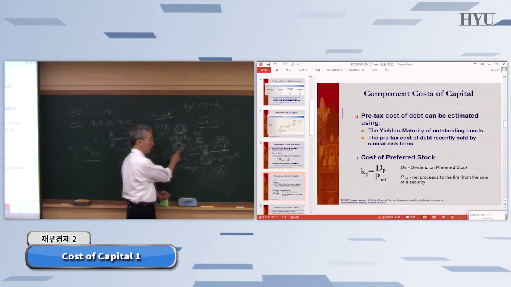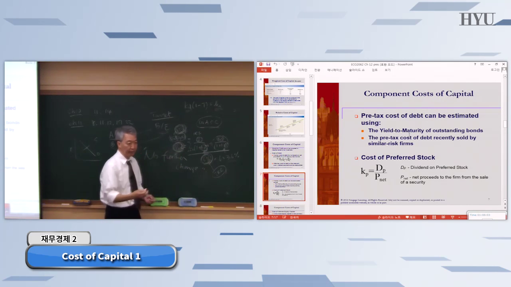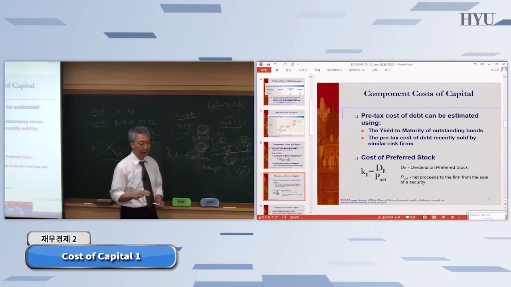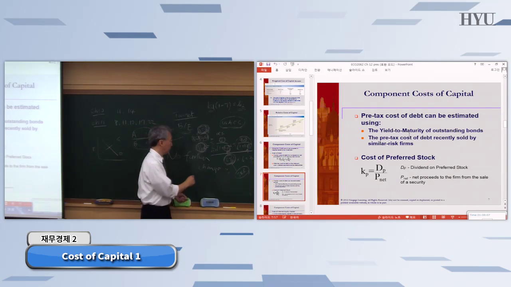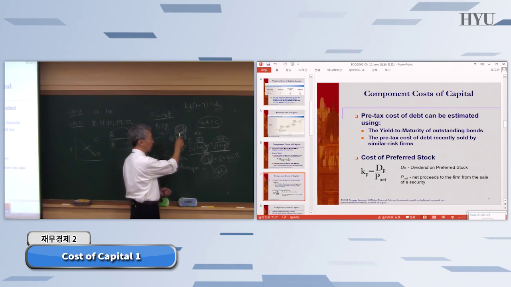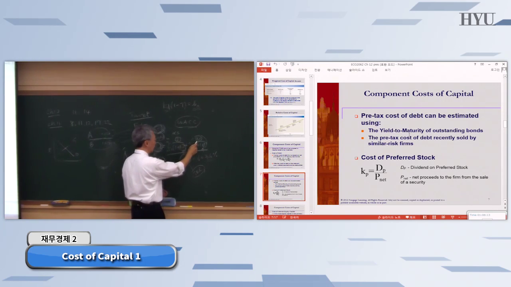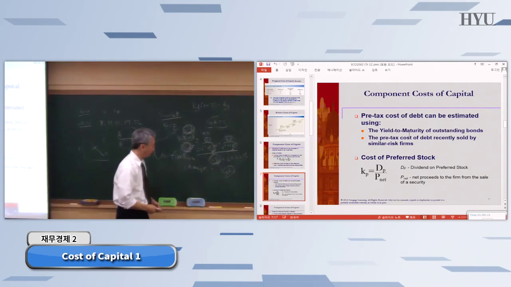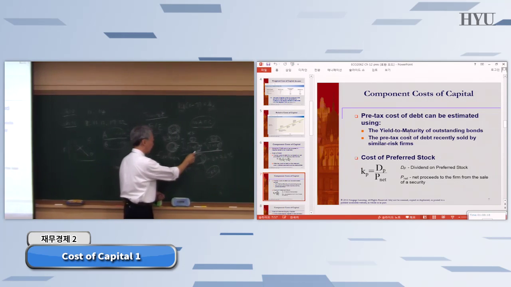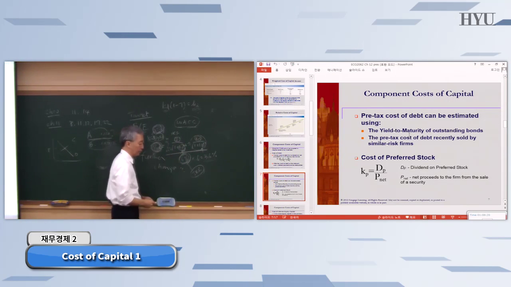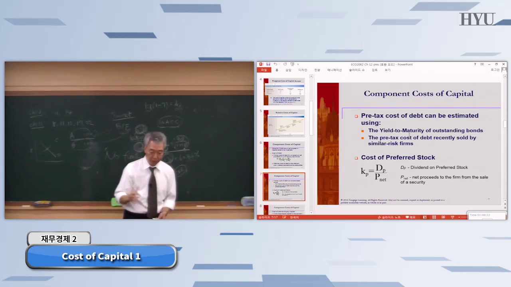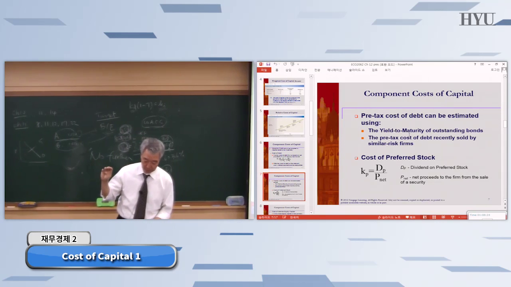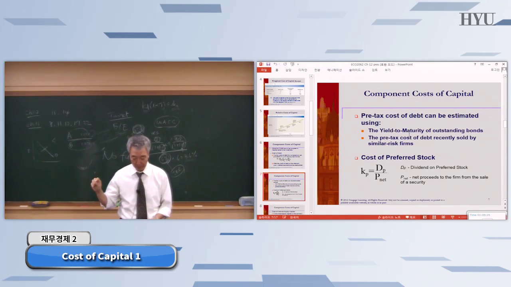In that case, this price is the price you paid, right, when you purchased this bond? Again, if you paid, say, $850 and received certain amount of interest payment and maturity payment, you can calculate the yield to maturity, which is internal rate of return, right? So that's one way to determine the cost of debt, pre-tax cost of debt, right?